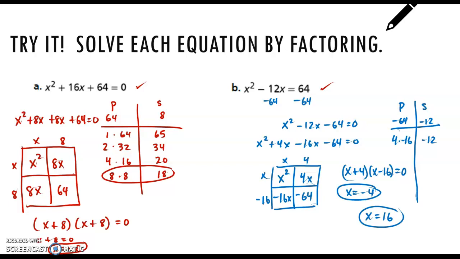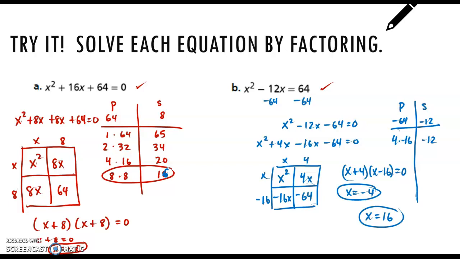My product for the first problem was 64, and the numbers were 8 and 8. 8 and 8 added up to, I wrote 18, but I meant 16. And it should be a 16. They add up to 16. And so then my quadratic before I added like terms was x squared plus 8x plus 8x plus 64.